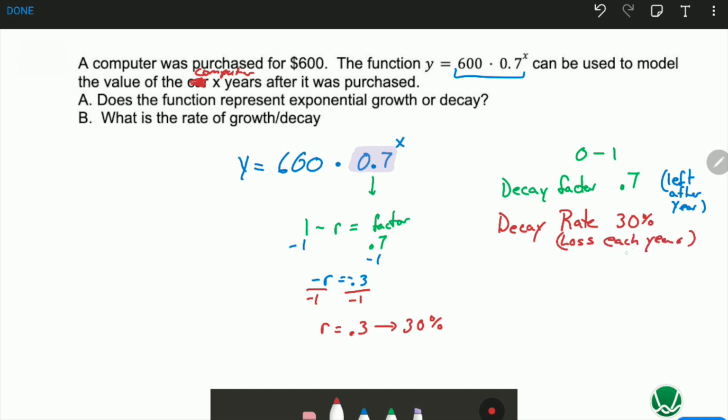So this computer loses 30% of its value each year. So we kind of answered both pretty quickly there. Just summarizing, it is a decay because of the value between 0 and 1. Growth is bigger than 1. And then the factor, the decay rate is not actually what you see, but it is the result of taking away what you see from 1.